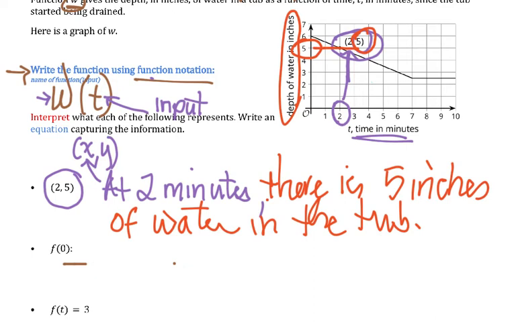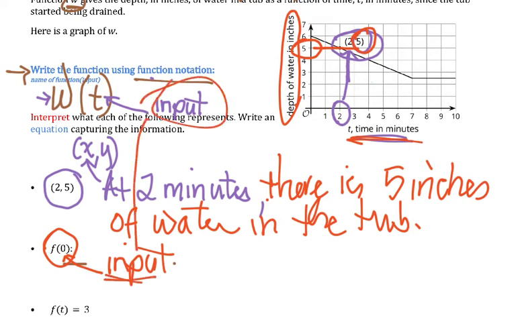Okay, all I did was I broke it down. 2 is the X. I went down and read what is the X? Time, right? What's the Y? Depth. All I did was read the label, put it together. At 2 minutes, there's 5 inches of water in the tub. All right, how about F of 0? Okay, remember, 0, what does it stand for? Input. Right here, look. What's the input?